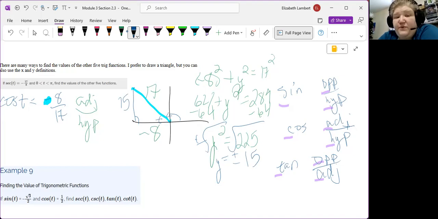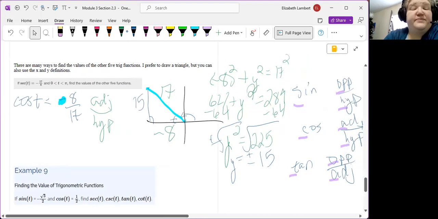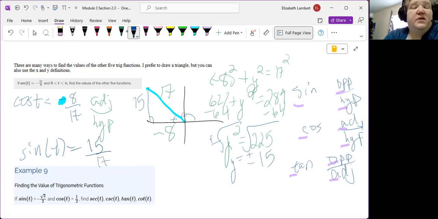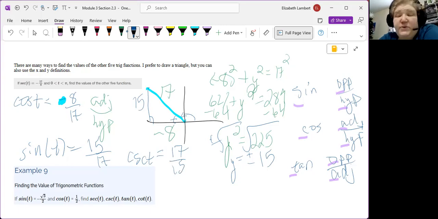Now we're just answering the other four trig functions. So the sine, opposite the t is 15, the hypotenuse is 17. So the sine of t is 15 over 17. So the cosecant is the reciprocal, 17 over 15.